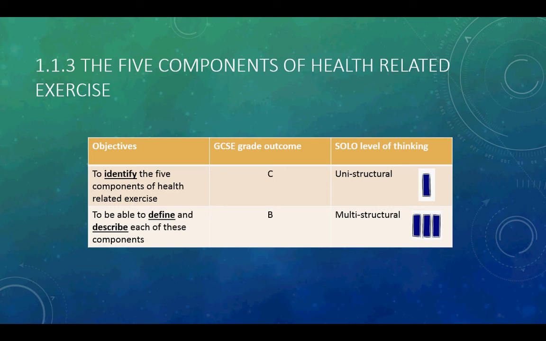And our second objective is to be able to define and describe each of these components. In doing so, you'll be able to answer grade B type questions on an exam paper, and this requires a multi-structural level of thinking. Now, as I go through the video, each of these components has a definition. You need to make sure you write this definition down somewhere, as these are important and you need to remember them.